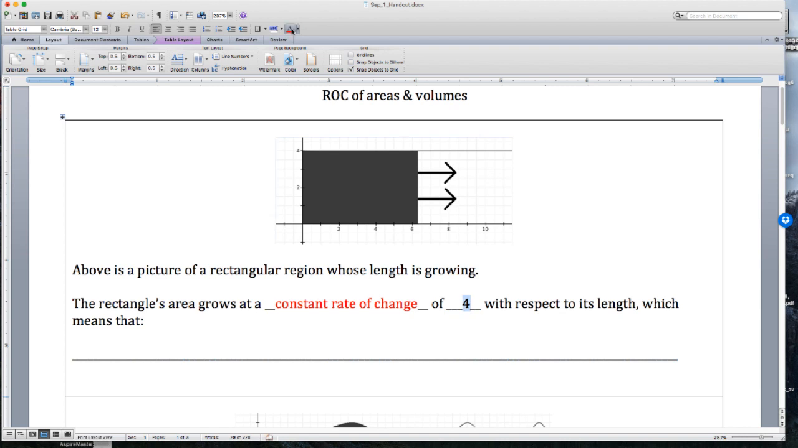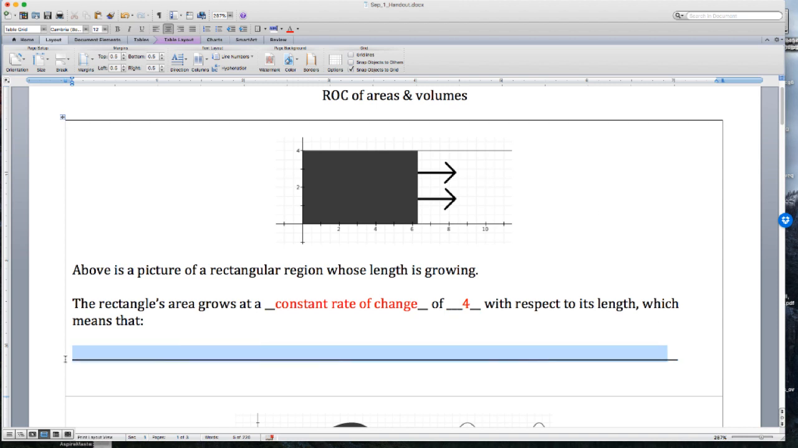I'm not going to put the units up, but let's talk about them. What are the units of this? If I'm running, it's like meters per second, right? So it's how much the area is changing, which is units squared, with respect to length, which has units of units. So it's unit squared per unit, right? For a little unit change in length, it tells us about the unit squared change in area.